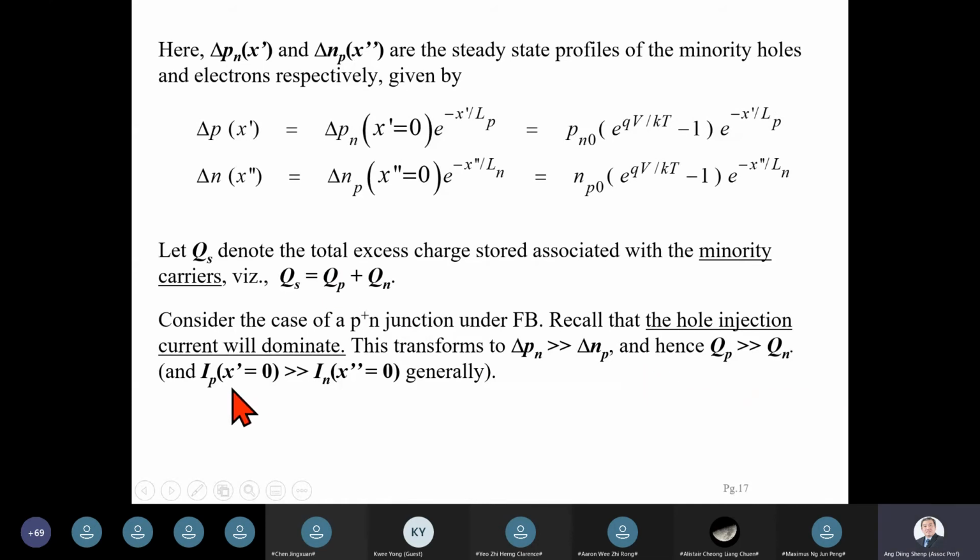Notice at the same time, due to the dominant hole injection, the hole diffusion current at the edge of the depletion region is also much greater than the electron diffusion current at the edge of the quasi-neutral P region.